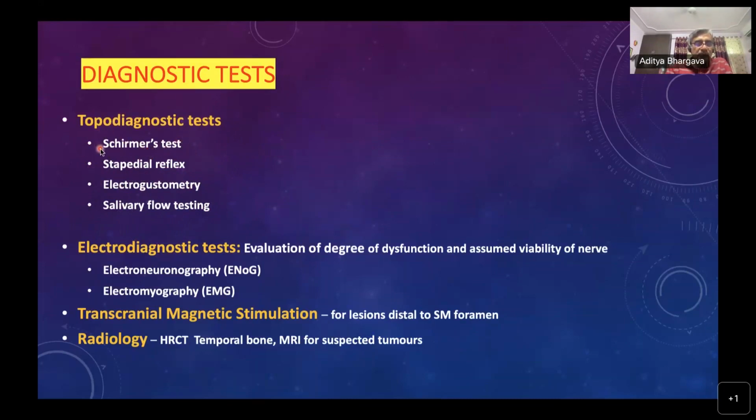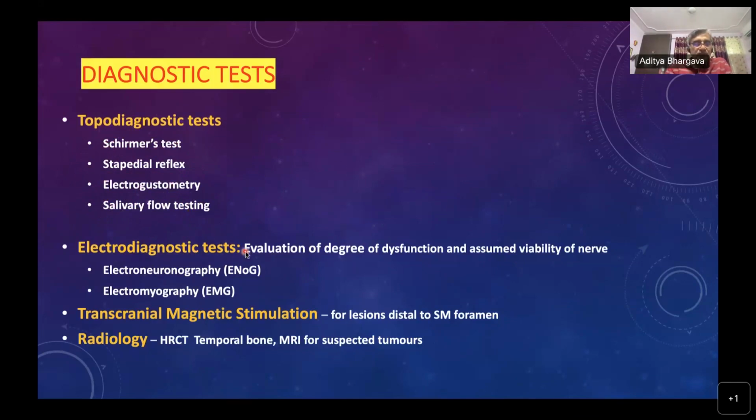It is very cumbersome for the patient as well as for the doctor, and also the interpretation. Schirmer test, electrogustometry, an instrument is required for doing these, which are all theoretical, or for carrying out some projects. Salivary flow testing, you cannulate the submandibular duct and all those things, which is very cumbersome for the patient. Whereas stapedial reflex is available through tympanometry, you can do it, and that gives a lot of information.